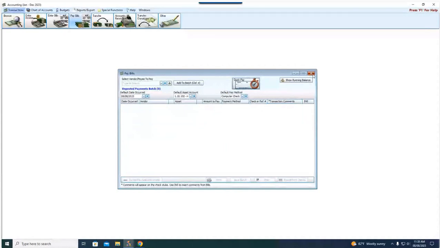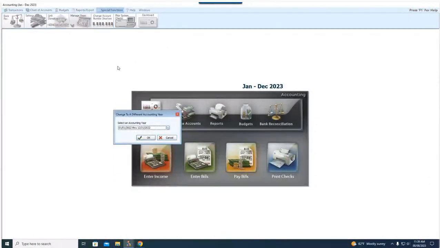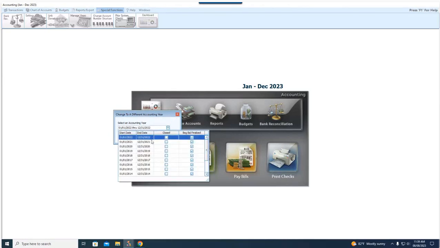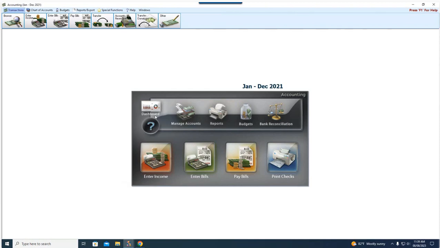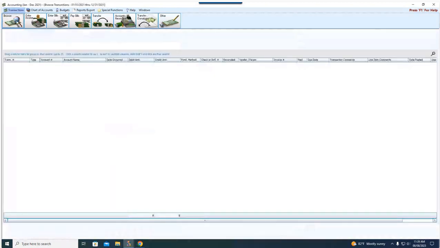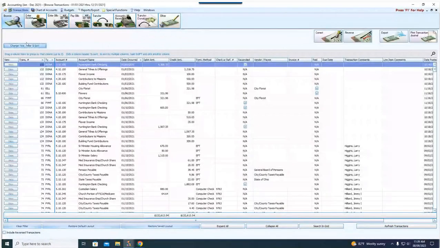So we've got to change our year back to 21. So we're going to go up to Special Functions, Manage Years, change to another existing accounting year. We're going to go back to 21, click OK. Now we're going to go up to Transactions and Browse. We're going to have the software do some work for us to find these bills.